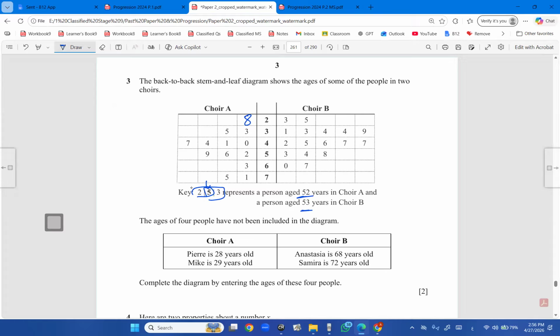So we know that the stem, this over here, is the tens. So they want to add 28, so it is 28 this way. They want to add also 29, so I put 9 next to it. But in quire B, they told you to add 68, so adding a 68 is going to be here, and 72, the 2 is going to be here.